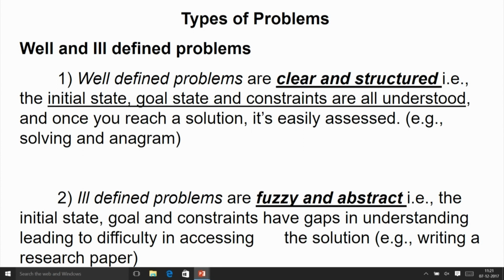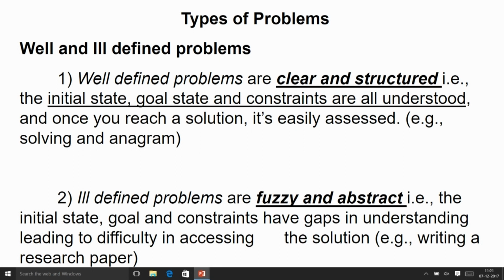Now, obviously, the question comes in: what are the types of problems, how many types of problems can exist? There are 2 basic categorizations, and we will just look at these 2. The first categorization is the difference between a well defined and an ill defined problem. Now, what is a well defined problem? Well defined problems are those which are clear and structured, and they have a very clear and structured initial state, goal state and constraints, and all are understood.